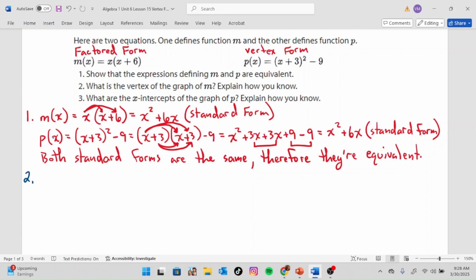Well, M is in factored form, and factored form doesn't help us find the vertex. But M is equivalent to P, and P is in vertex form. So, use the vertex form of P of x.